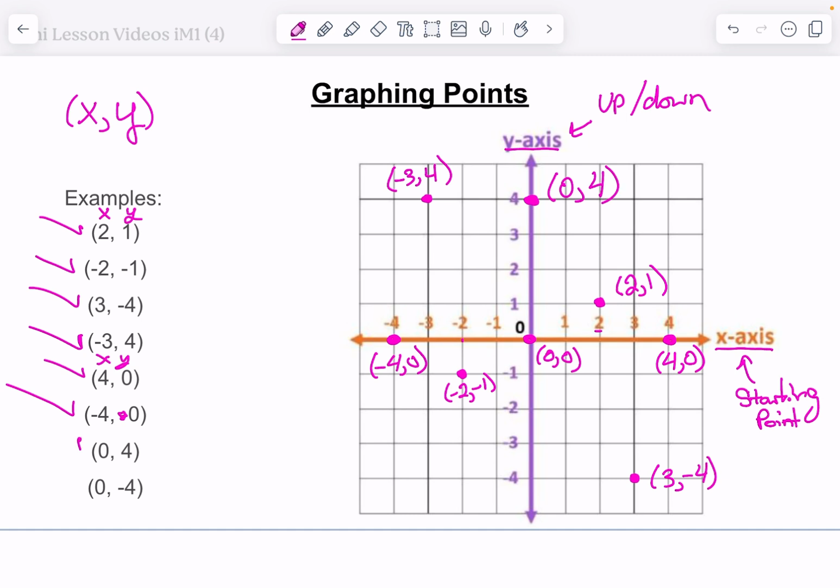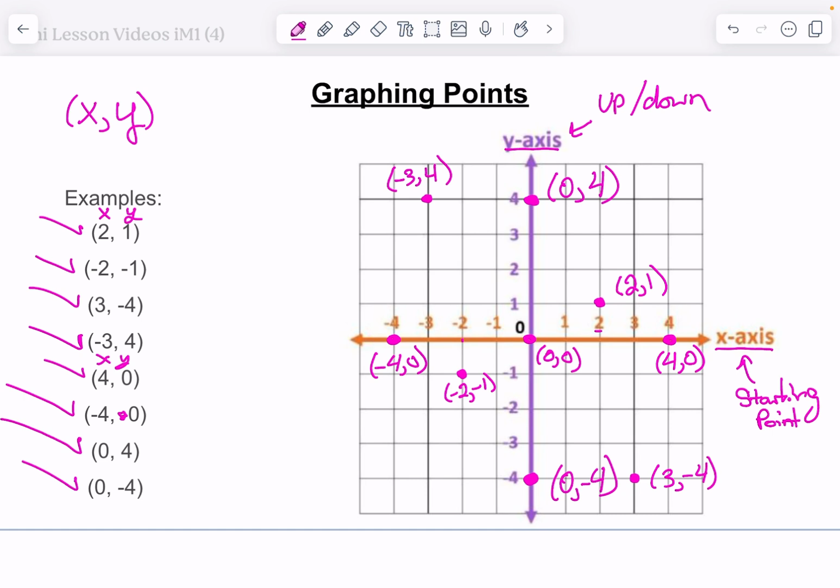Once again, our last point is 0, negative 4. If x is 0, we start dead center. And y is now negative 4, so instead of going up, we're going to go down 4, and we end up right here. And we have 0, negative 4.